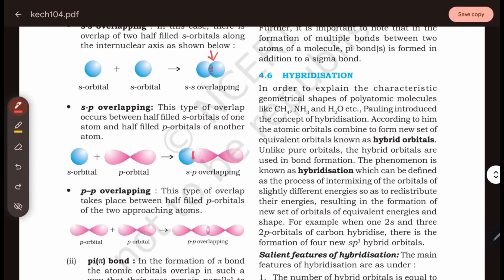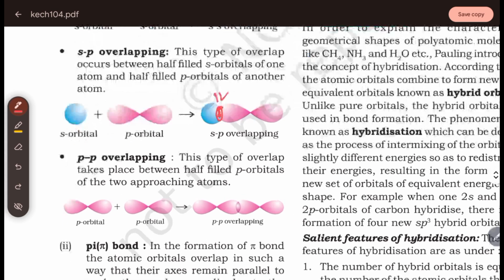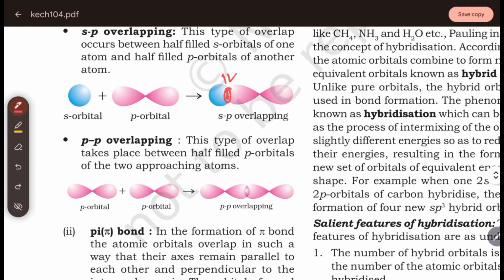And this is the region of overlap containing two unpaired electrons. And after that, of course, the two unpaired electrons in the region of overlap get paired up. Okay, now PP overlap is also like this. So this is the region of overlap. PP overlap, if it is a positive overlap, will have the same symmetry. If it is a negative overlap, it will have different symmetry.